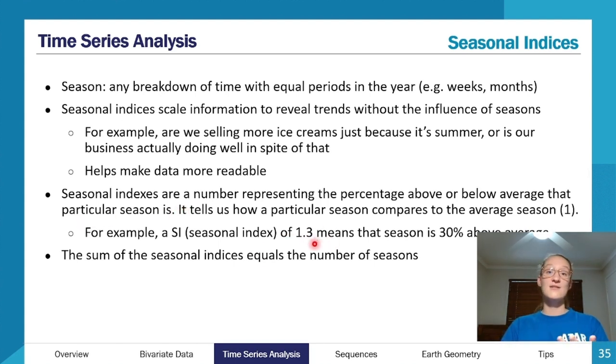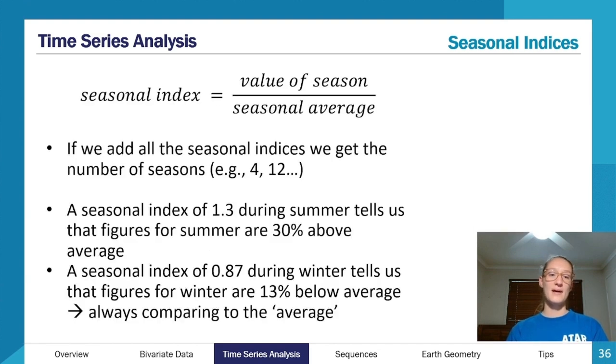So for example, a seasonal index of 1.3 means that that season is 30% above average. If we were doing ice cream sales throughout the year, and the seasonal index for summer was 1.3, that means ice cream sales in summer are 30% above average. So it's really important to keep in mind that when we're interpreting seasonal indices, we're always coming back to the average.